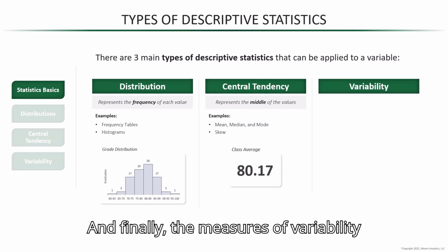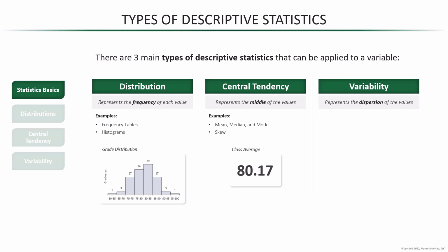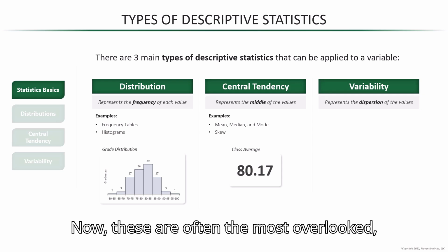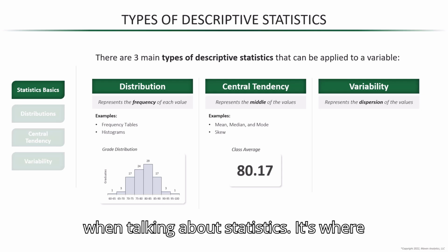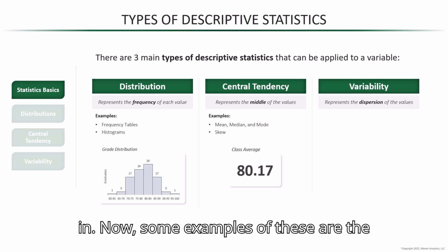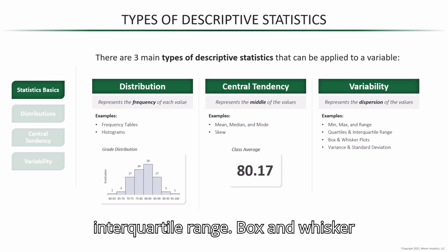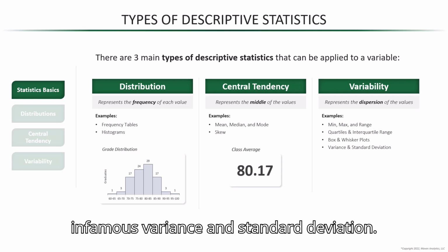And finally, the measures of variability represent the dispersion or the spread of the values around their center. Now, these are often the most overlooked, but are ultimately the most important when talking about statistics. It's where that randomness and the uncertainty kicks in. Now, some examples of these are the min, max, and range, the quartiles and the interquartile range, box and whisker plots, which are a type of data visualization, and finally the infamous variance and standard deviation.